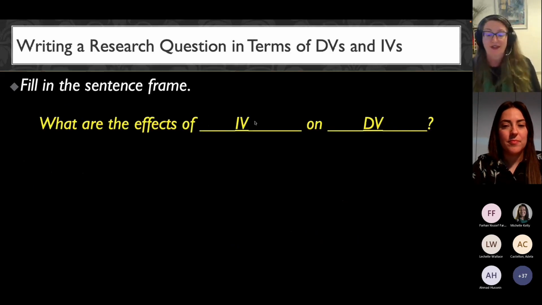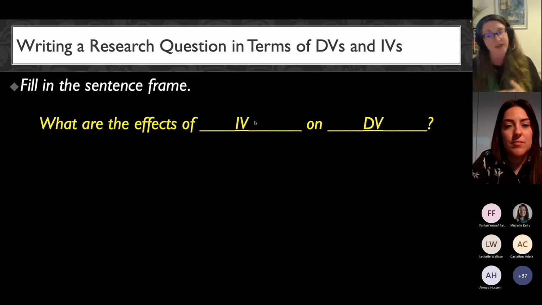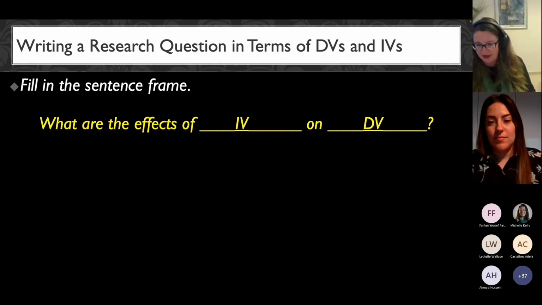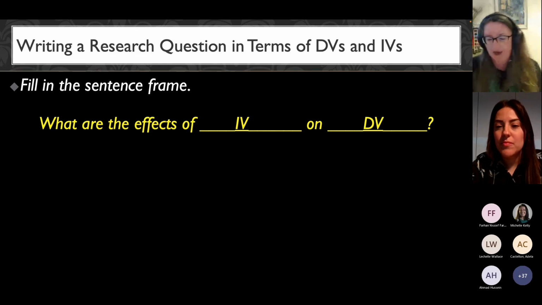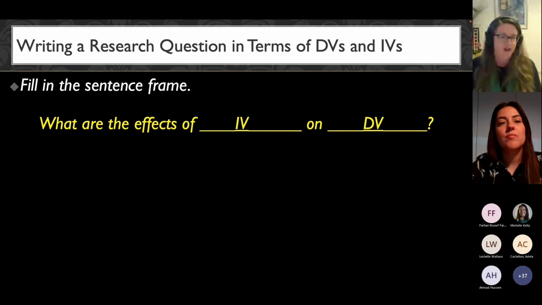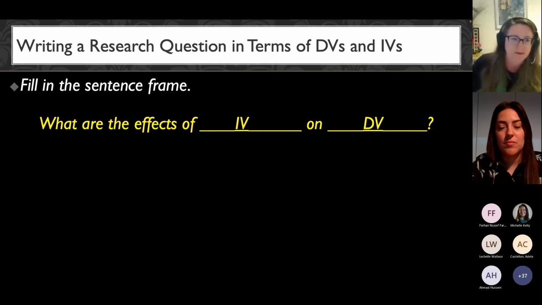So to write a research question, really all you have to do is fill in the frames. What are the effects of the IV on the DV? Boom, you have a research question. So feel free to put that in the chat. So I'm going to combine Jocelyn's IV and one of Shannon's. Let's see. Yeah, functional communication responses. So what are the effects of behavioral skills training on functional communication responses? Once you fill in that frame, you've written your research question.